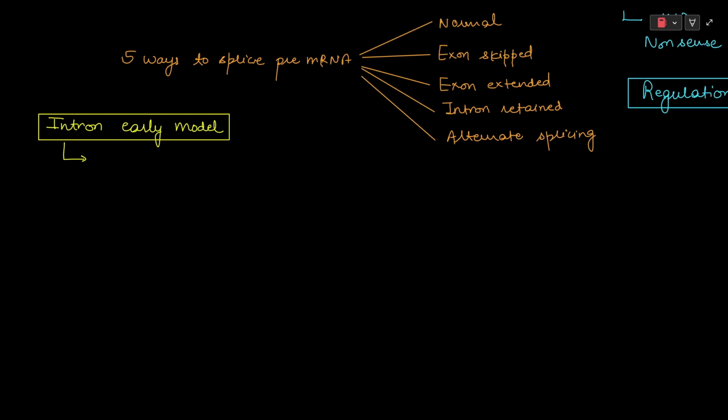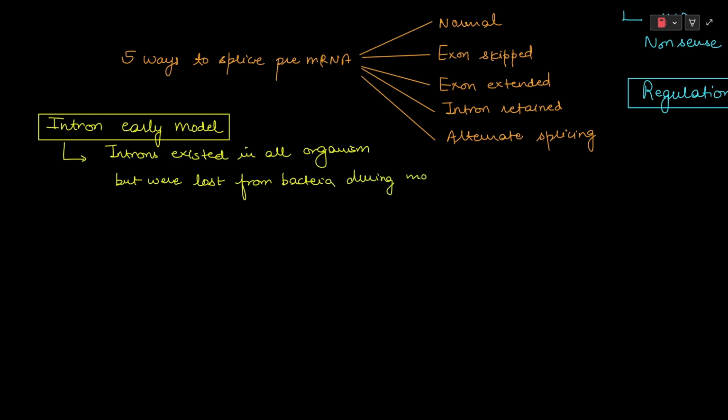It says that introns existed in all organisms, including the prokaryotes, but they were lost from the bacteria during evolution. Let's write this down first: the introns existed in all organisms, including prokaryotes, but they were lost from the bacteria during the process of evolution. So this is your intron early model.